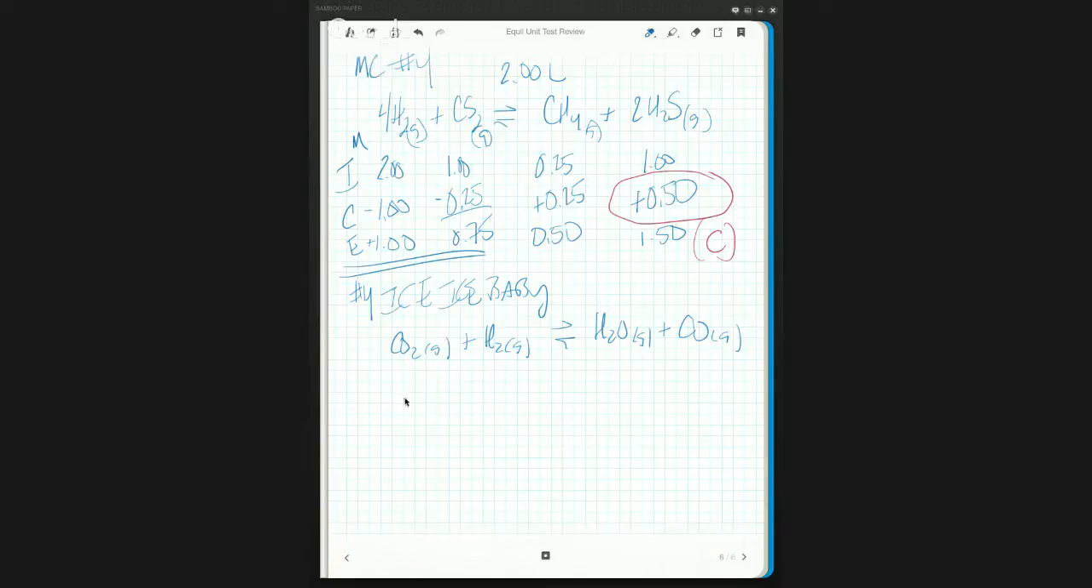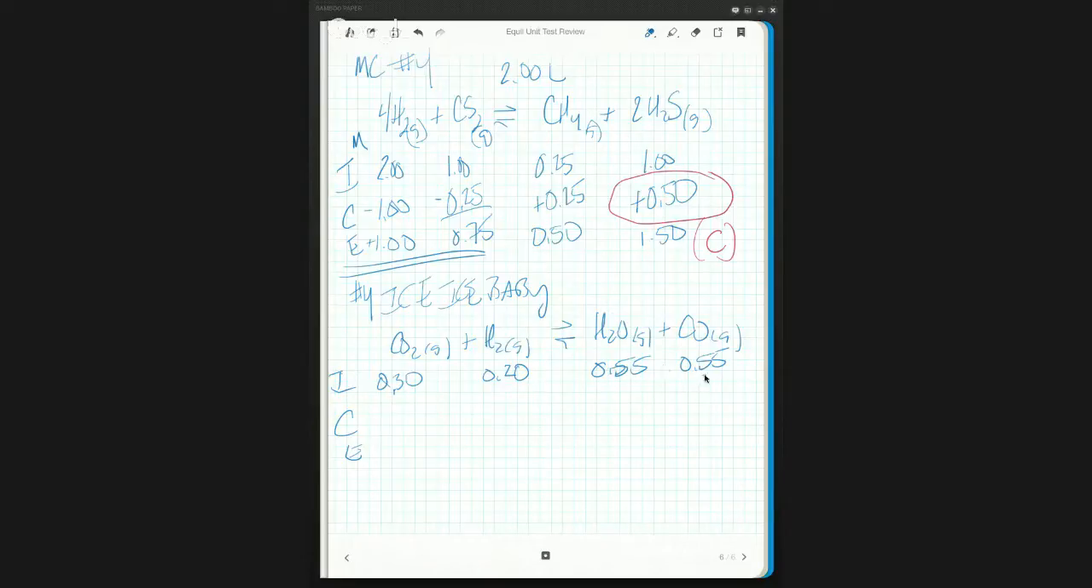And so it gives you the things at the initial. The H2 is at 0.20 molar. The CO2 is at 0.30 molar. The H2O and CO are both at 0.55. Okay, so that's the initial. And when the system is cooled to a lower temperature, 30% of the CO is converted back to CO2. Calculate the Kc.